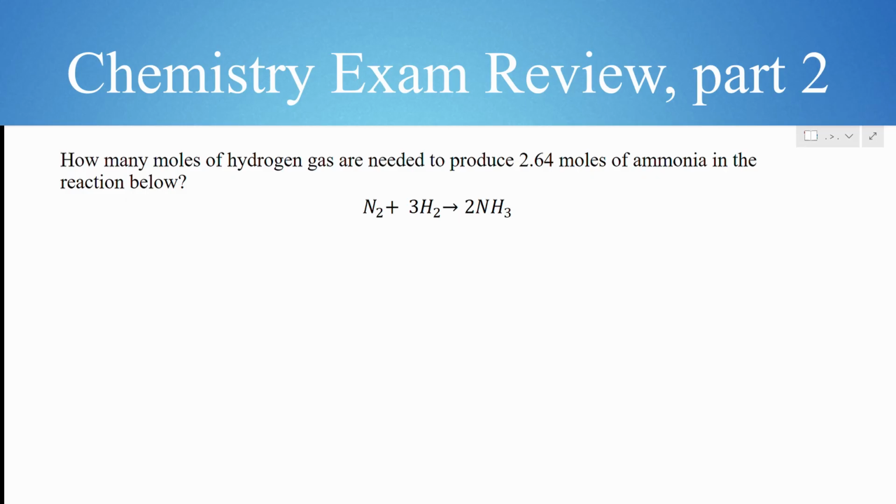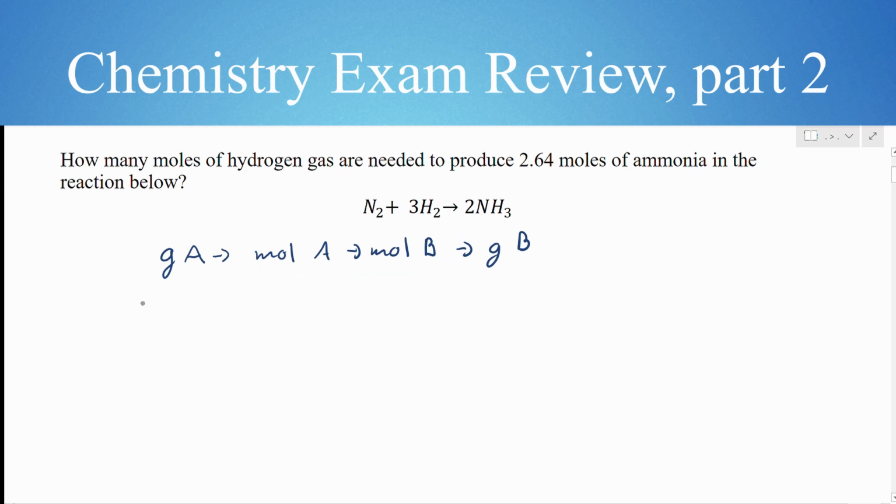How many moles of hydrogen gas are needed to produce 2.64 moles of ammonia in the reaction below? Luckily enough for us, this reaction is balanced. So we can go ahead and start our stoichiometry for this. So remember, we have this thing that goes like grams of A to moles of A to moles of B to grams of B. Now, because we are only dealing with moles of ammonia and moles of hydrogen, right? We are going to only be dealing with this part of the conversion map.